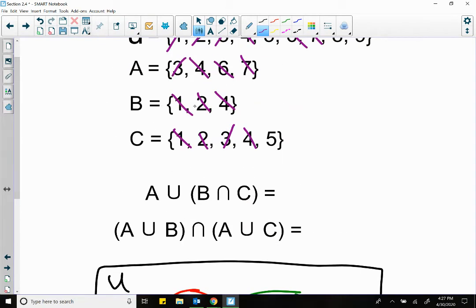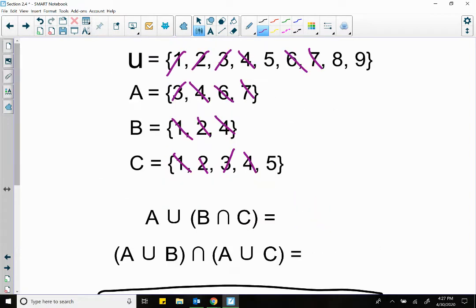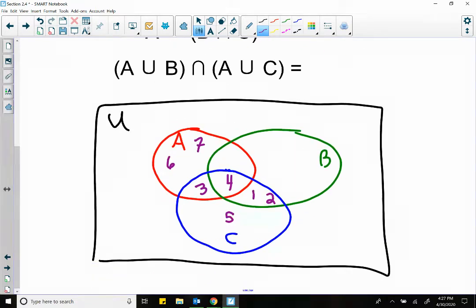Over here is what's left in B. So if we scroll up, notice everything's crossed off, so we don't put anything down. There's nothing left in B. What's left in C is a 5. So we'll come down here and put a 5 in the C circle. And then anybody we didn't cross off is now outside in the universe. So up here in the universe, we have 8 and 9.